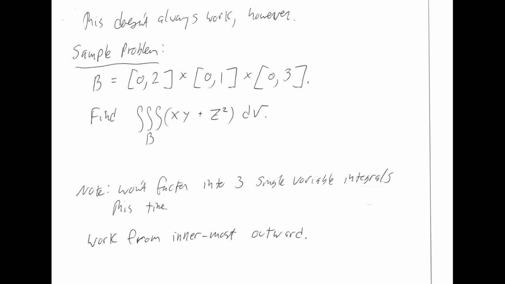Here's our integrand, xy plus z squared. I want you to take that integrand over this rectangular box B and find the triple integral for me. And I'll go ahead and note for you that this one's not going to factor cleanly the way that the last example did. Instead, we will have to compute the innermost integral first, and then the middle integral, and then the outer integral. We're going to work from in to out, just as we did for double integrals here.